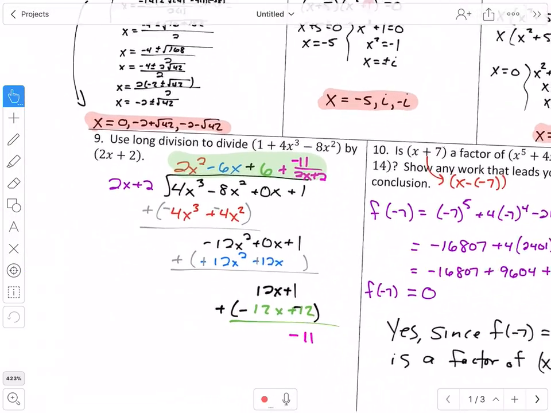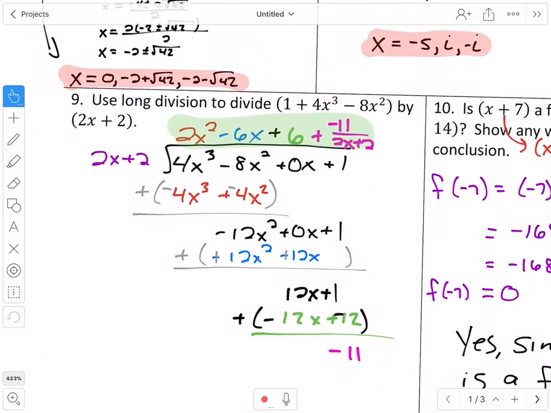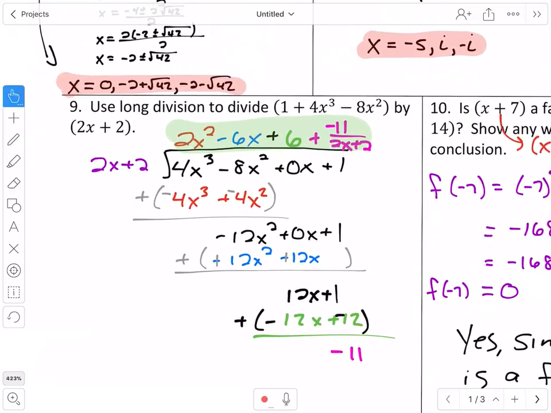Number 9, use long division to divide 4x cubed minus 8x squared plus 1 by 2x plus 2. You need to write these in descending order first of all, which I did here. I was missing a term between x squared and x to the 0. This is x to the 0. So I put a plus 0x in.